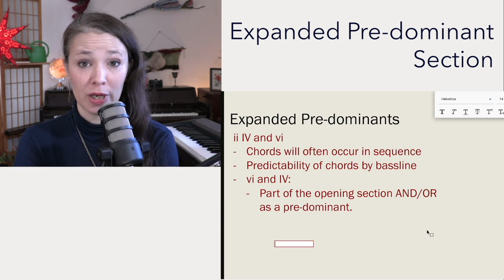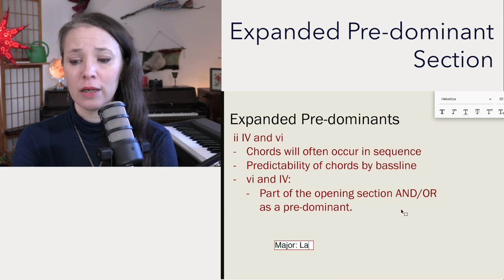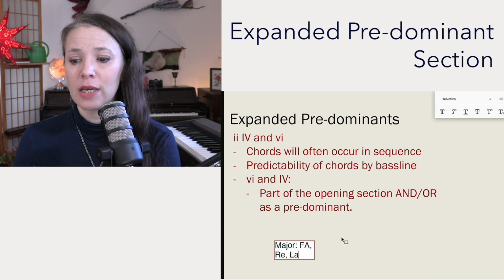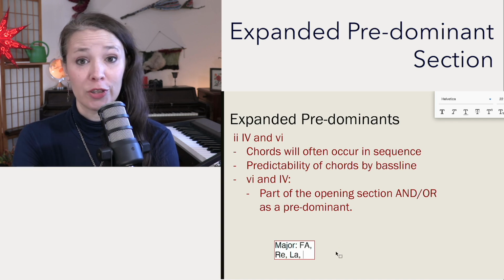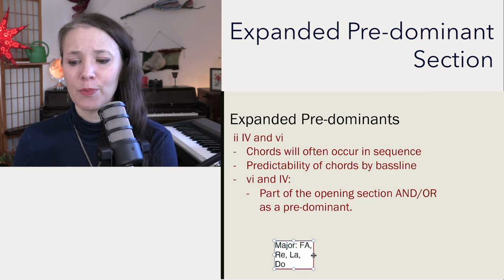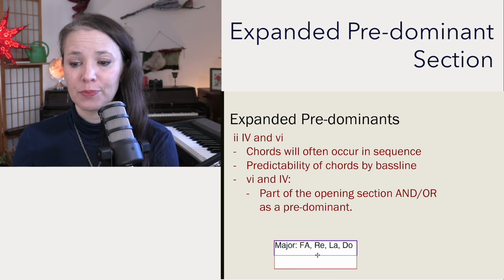So our bass notes for the predominant section, if we're in major, we can have La. Well, most predominant is Fa. We can also have Re, and we can have La. Okay, those are our options for major. And we can have Do too, right? Because if you have a 6/6, which we're not going to have barely any of this week, but if we do, that would have Do in the bass. But your most predominant one is Fa.